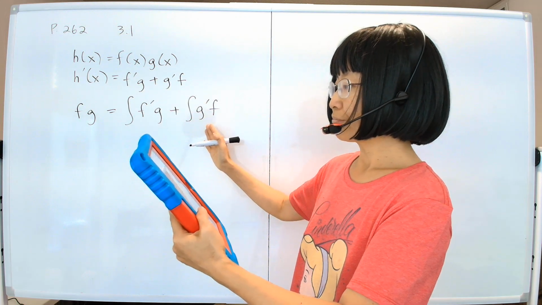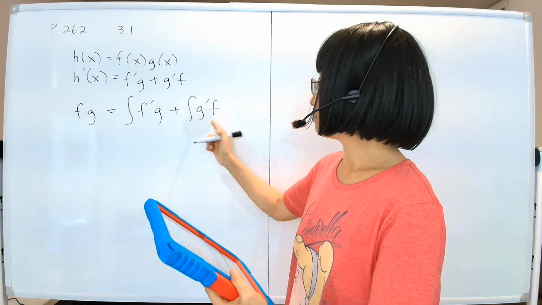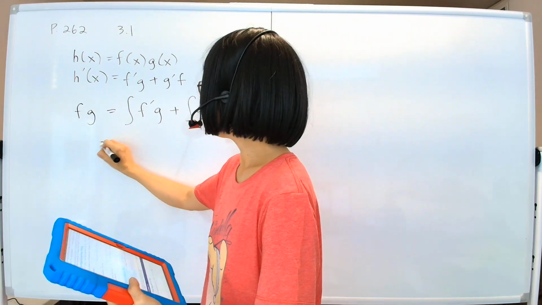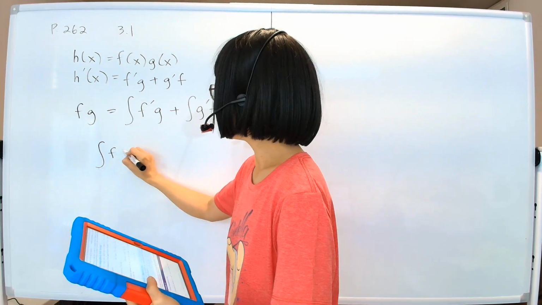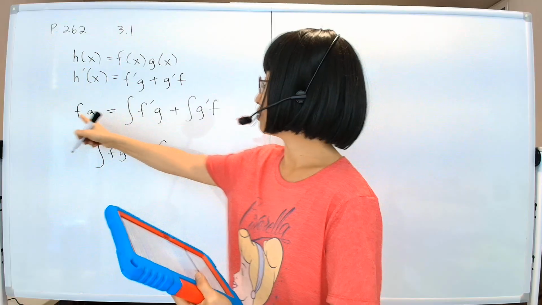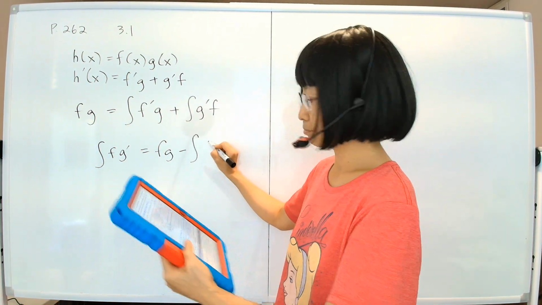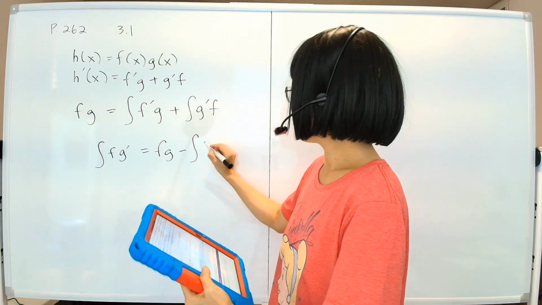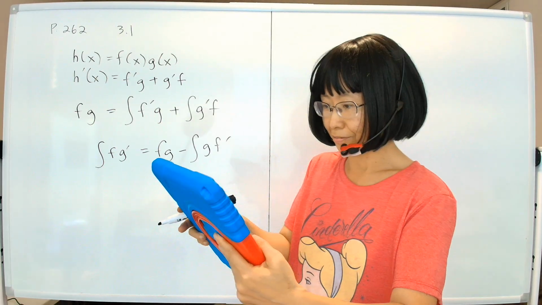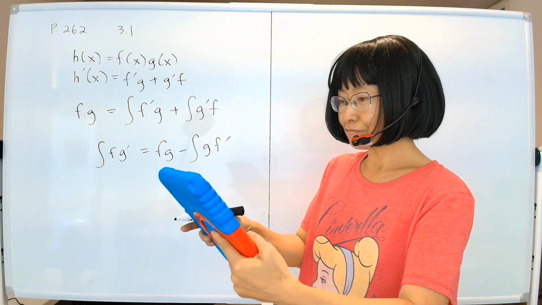We're going to isolate f times g prime. So let's put this on by itself. Then we have the integral of f g prime, which will equal, moving that to the other side of the equation, f g minus the integral of g f prime. All right, I'm skipping all the dx's and stuff for now. So far so good.